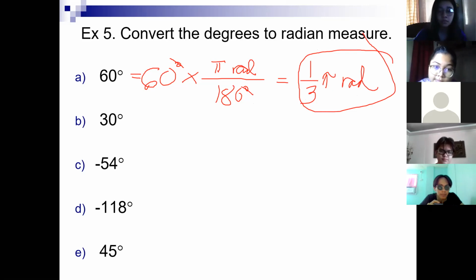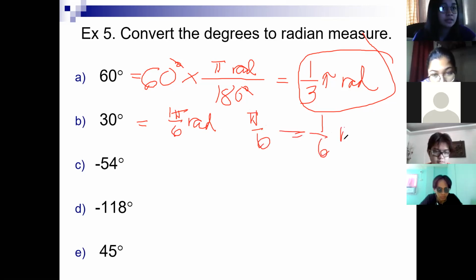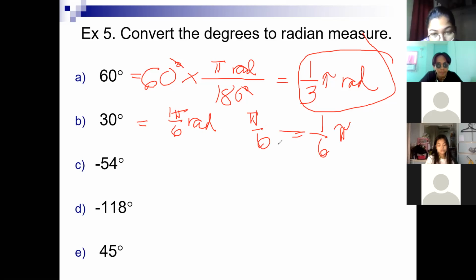Number 2. Letter B, Crystal, 30 degrees is equal to 1 pi over 6. 1 pi over 6 radian. Very good. Or you can have it as pi over 6, or you can have it as 1/6 pi. They are all but the same. Negative 54 degrees, Raisa.